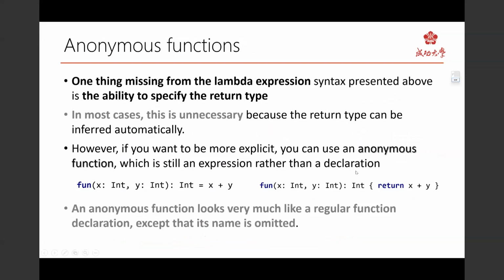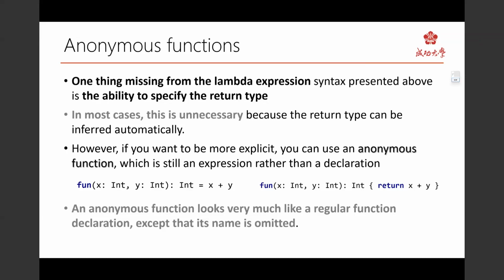Okay, so I have talked about this. What this slide simply says is that one thing missing from the lambda expression syntax presented in the previous slide is the ability to specify the return type. Again, this is because the value of the last statement of a lambda expression is the return value for that lambda expression. So that's why we cannot specify the return type for a lambda, okay? And we don't have the freedom to return anything inside a lambda expression.